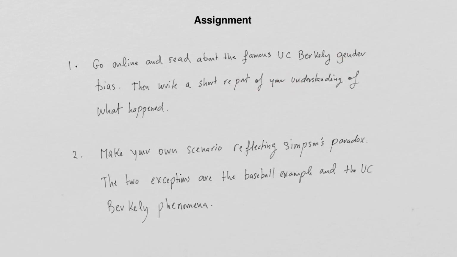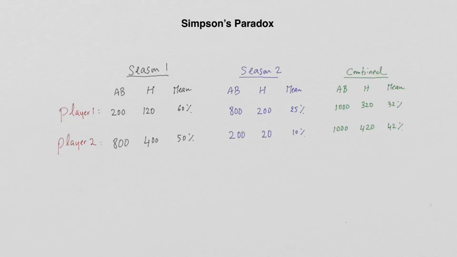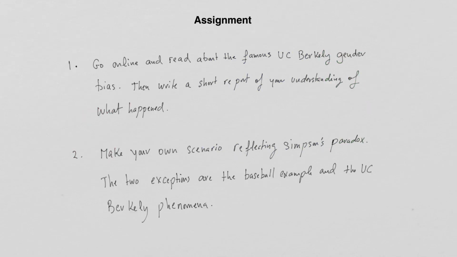And right underneath, I would like you to come up with your own scenario that reflects Simpson's paradox. I said here the only two exceptions: don't use baseball. So in other words, don't go here and just play with numbers, like, okay, make this 100, make this 60. You're not coming up with your own. You've got to come up with your own. So the only two exceptions are: don't do baseball at all, even if you change the numbers, and don't just use the UC Berkeley incident.